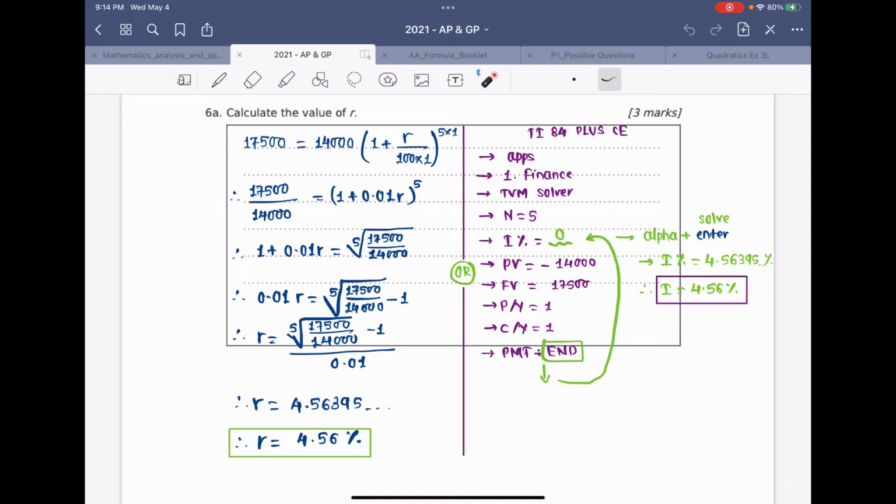But what is the difference between this and this? Here we are using a formula and showing all the working. You can skip all this working if you are doing this, but you have to show this part as well as this, then you are getting full 3 marks.